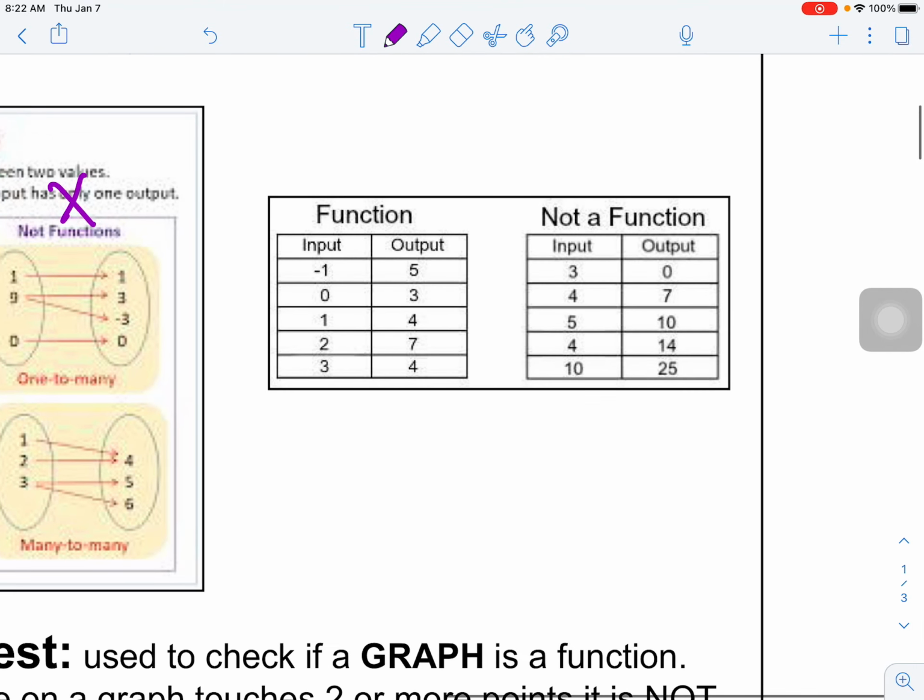Here's an example set up more like a table. So negative 1 goes to 5. So none of the x's repeat. These only happen once. So this is a function.